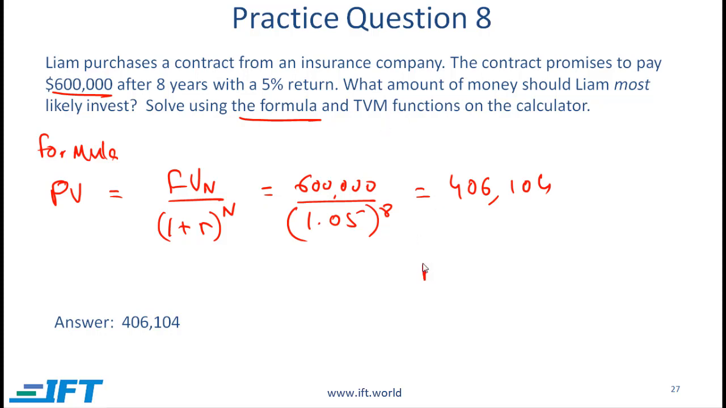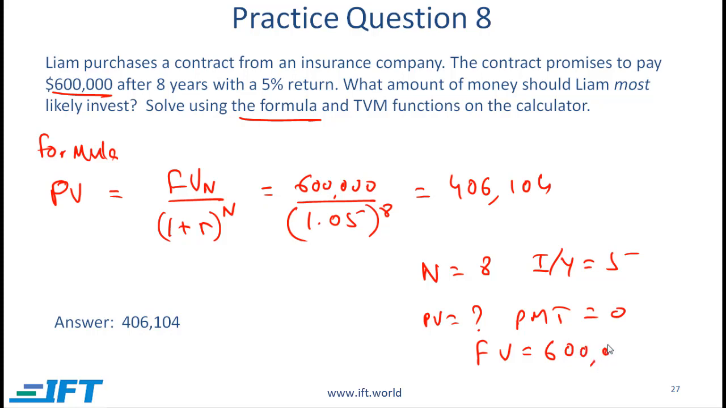You plug in n is equal to 8. The interest rate is equal to 5. Notice that here we put in the percentage as opposed to in the formula where we use the decimal. And then the PV is what we are going to compute. The payment in this particular case is equal to 0, and the future value you plug in as 600,000. And when you do this on the calculator, you should get the same answer.